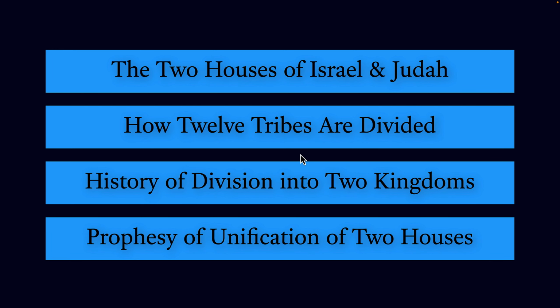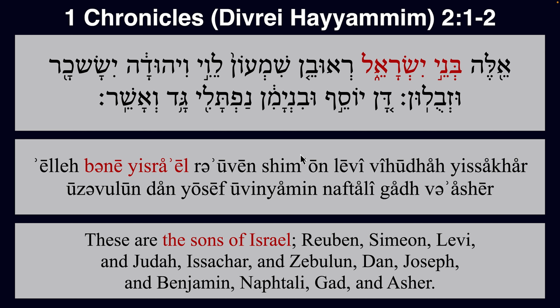We're going to look at the two houses of Israel and Judah and how the 12 tribes are divided between these two houses, and the history of the division that led into this division of these two kingdoms. And also, finally, we'll touch upon the prophesied unification of the two houses. Okay, so let's begin with the first thing about these sons of Israel, about the 12 tribes.